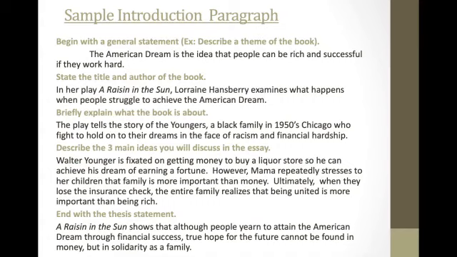Next, you probably want to briefly explain what the book is about. The play tells the story of the Youngers, a black family in 1950s Chicago who fight to hold on to their dreams in the face of racism and financial hardship. You probably also want to explain the 3 main ideas that you're going to discuss in those body paragraphs of the essay. Walter Younger is fixated on getting money to buy a liquor store so he can achieve his dream of earning a fortune. However, Mama repeatedly stresses to her children that family is more important than money. Ultimately, when they lose the insurance check, the entire family realizes that being united is more important than being rich.